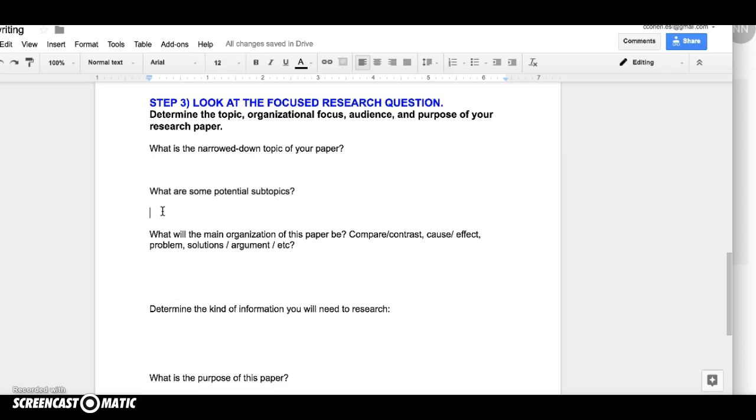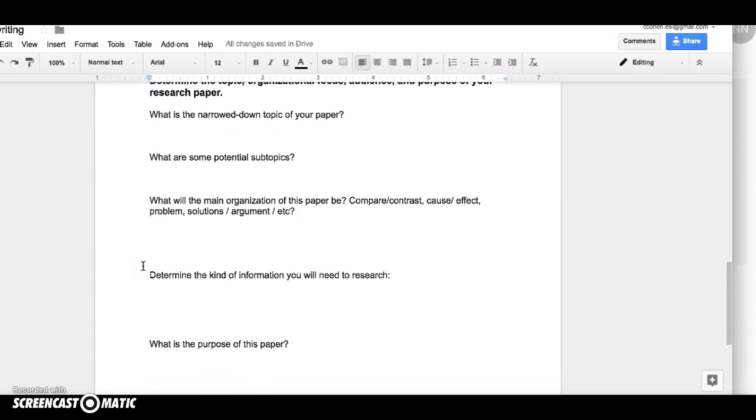So think of how you can organize your paper around different topics that will relate to your main general topic or your thesis. Then determine what the organization of this paper will be. So we already decided, we know it's going to be a problem solution paper, right? But as Fareed Zakaria did, he included some cause and effect, some compare and contrast.